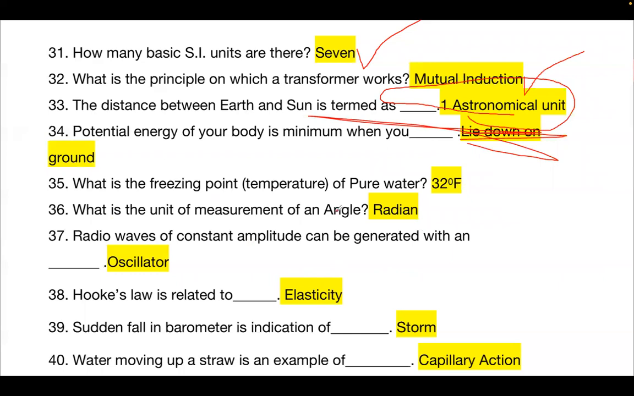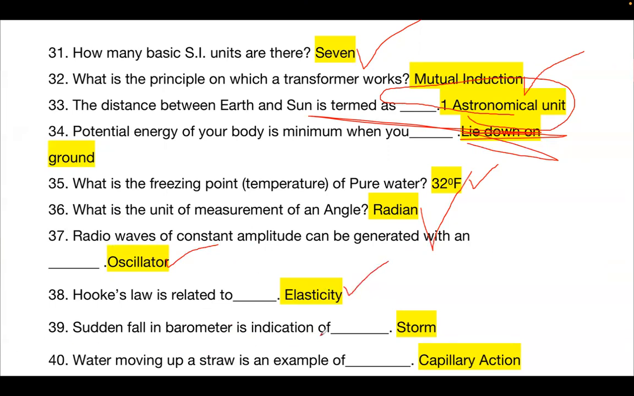Okay. What is the freezing point of pure water? It is 32 degrees Fahrenheit. What is the unit of measurement of an angle? So we will be having radian as unit for the measurement of an angle. Radio waves of constant amplitude can be generated with an oscillator. Okay. Hooke's law is related to elasticity.